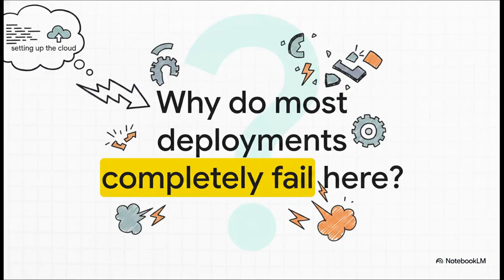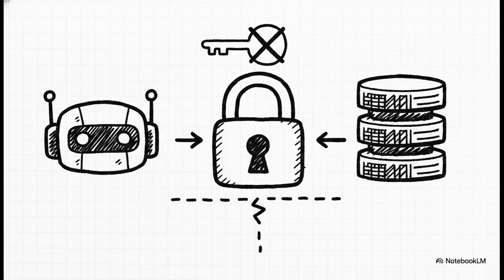But before we look at the exact solution, consider this for a second. Why do most deployments completely fail at this exact stage? Seriously, you've written the code, you've set up the cloud, you excitedly hit deploy, and it just breaks. Why? Almost every single time, it comes down to this: the dreaded 403 error. More specifically, missing the run.invoker role.